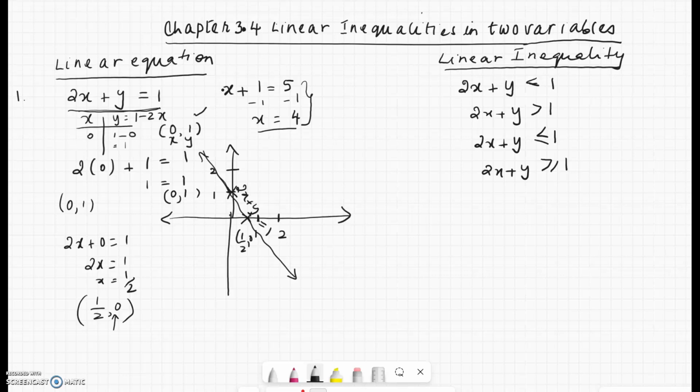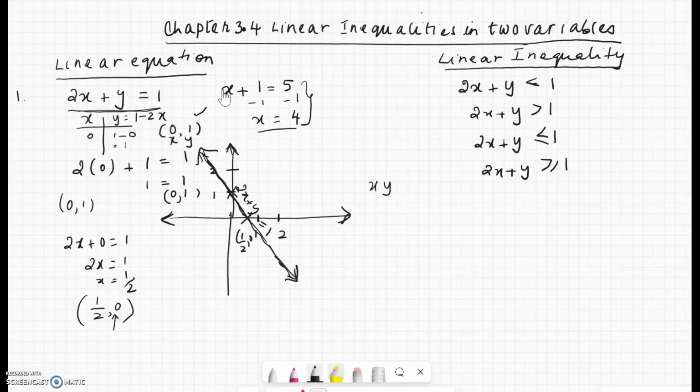Now, any point on this line satisfies the equation 2x plus y equals 1. Okay. Now, when we look at inequalities, we are saying 2x plus y is strictly less than 1 or 2x plus y is greater than 1. This is called the xy plane. It's basically your entire plane on which you're drawing the graph of this equation. And remember that these lines go on forever in both directions. The straight lines that you see on the graph go on forever.